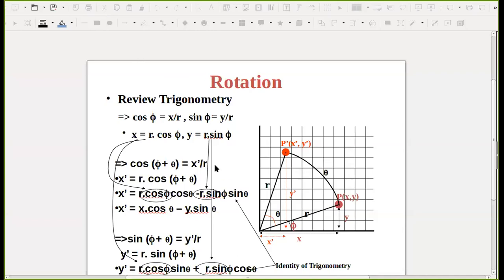Clear? Tell me, this last line, you can see the whole calculation, the complete calculation. Again, you can understand. Yes, sir. The phi, there is a theta. Yes, sir. Okay.